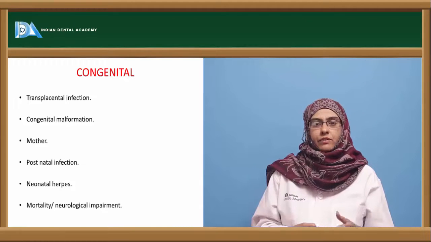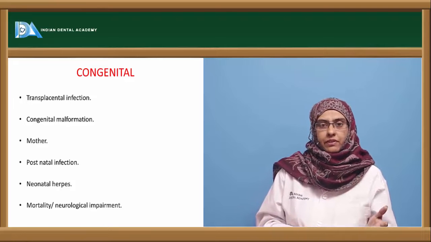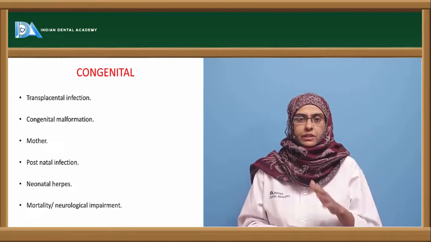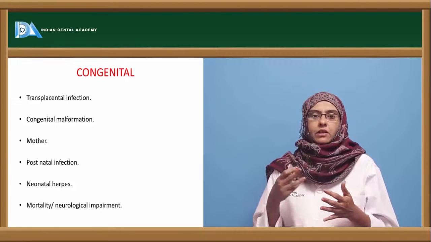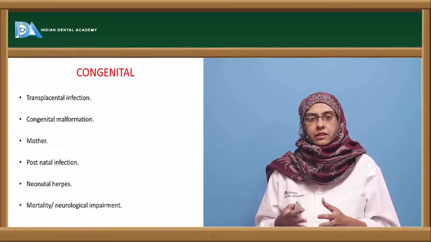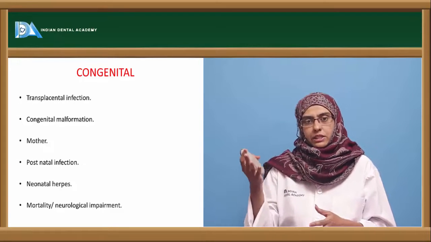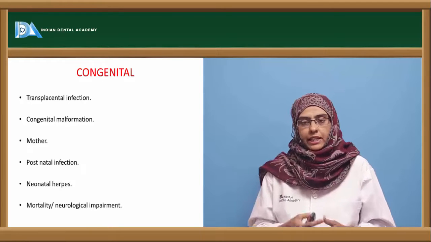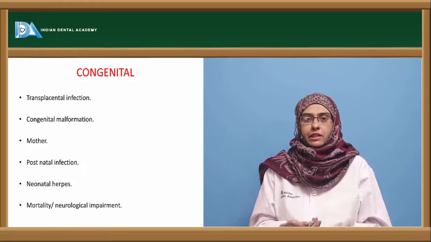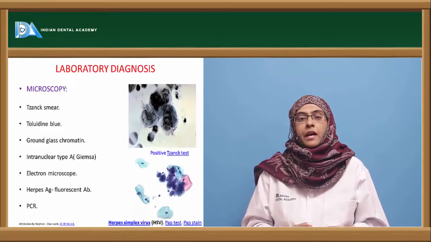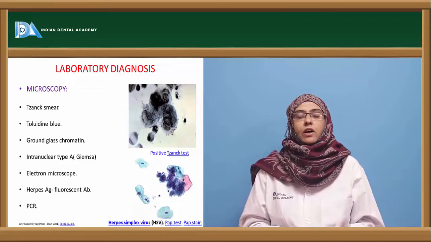In the case of postnatal infection, it is a more serious type of infection, and in neonatal herpes it usually involves the eyes, the skin and the mouth of the children, and you can see the lesions mostly in the children due to these HSV type 2 strains. The mortality rate of this infection is very high, and if the child survives the disease, it can lead to neurological impairment.